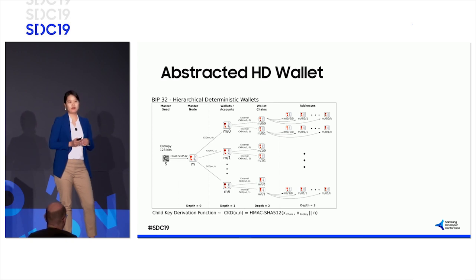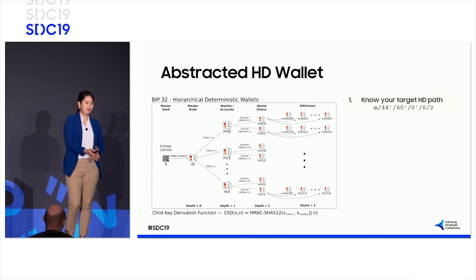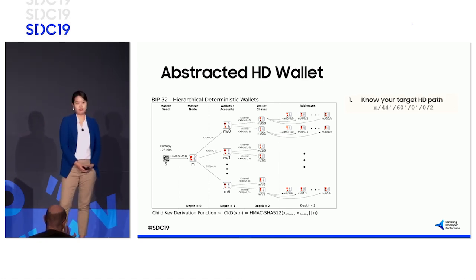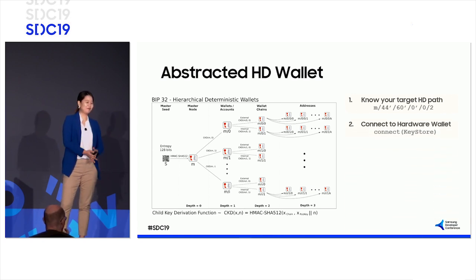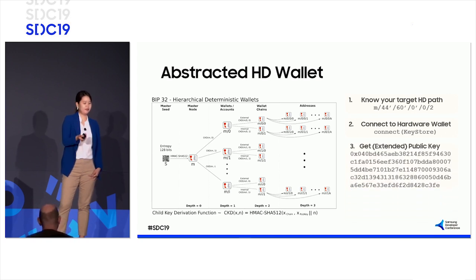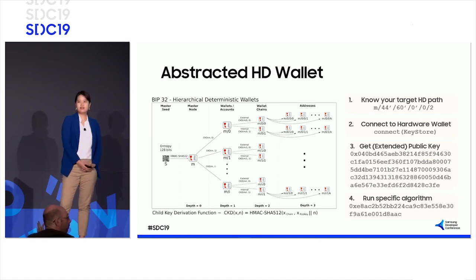So here are the actual steps you need to do. This is a very simple example. Just get a single account from a hardware wallet. First, you have to know your target HD path, m/44/ blah blah. And then you need to connect to a hardware wallet because the master seed is important. Then you will get the extended public key. And there is one more step.